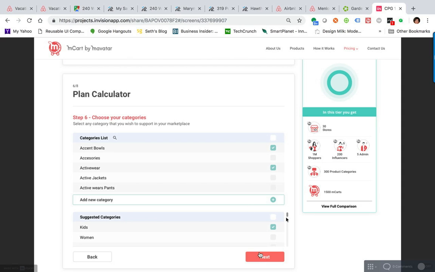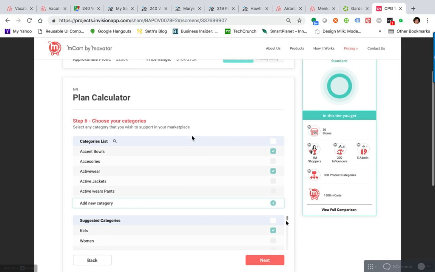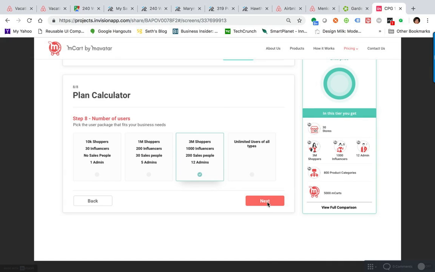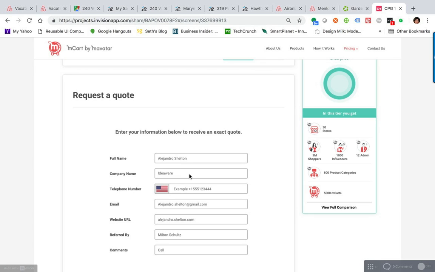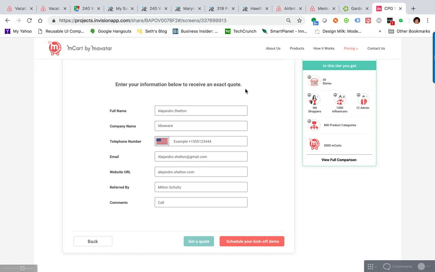The next steps are all similar, and by the way, here we are already calculating the price up there. And the last step is the same as always when they enter their contact information and either request a demo or request a quote.